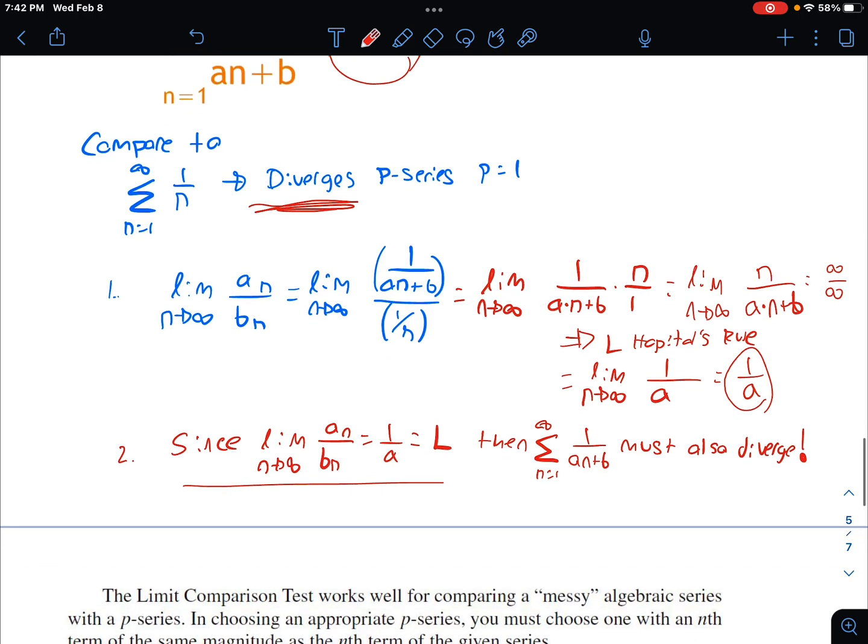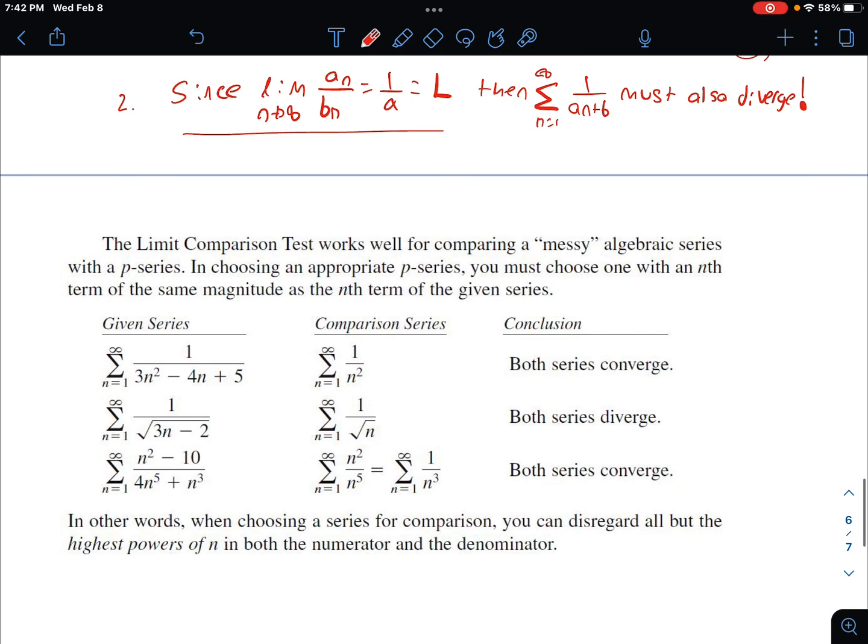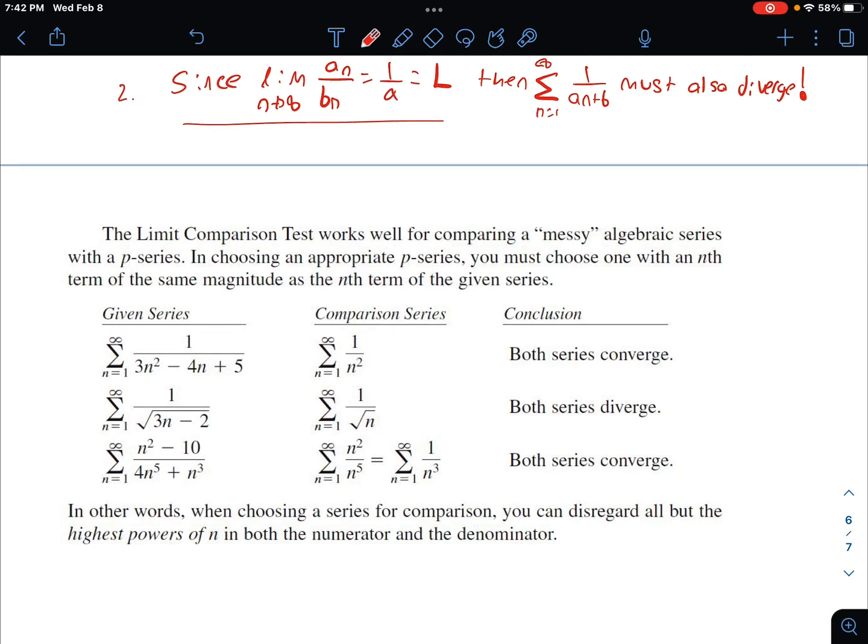Okay. All right. So the limit comparison test works well for very messy algebraic series with p-series. In choosing an appropriate p-series, you must choose one with an nth term of the same magnitude. Generally what you do is you look at these when you're doing this comparison test, and you normally go through and you pick the same degree in the denominator. You want to go through and make sure you have the same basic concept. Over here on the left-hand side in the second one, we have square root of 3n minus 2. The overpowering factor is the square root of n. That's what's increasing. It's going to overtake everything in the denominator. So we're going to compare it to that.